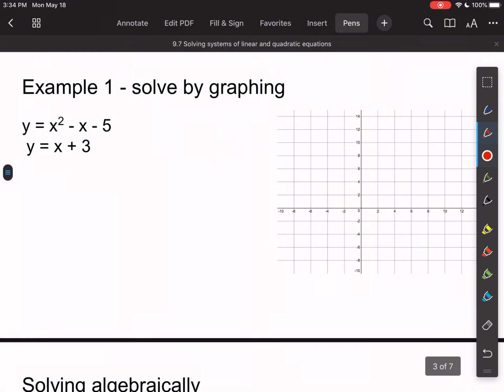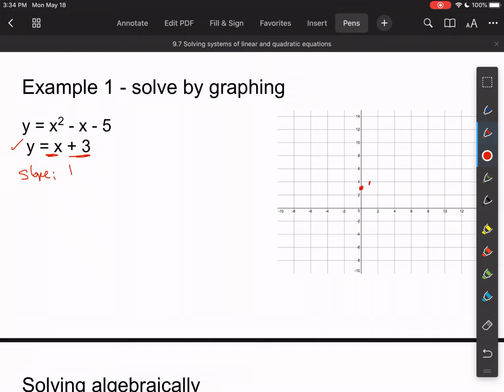So here's example one. It says to solve this by graphing. Here's a review. Let's start with the easy one: y equals x plus 3. The slope here, hopefully you identify as the number that is out in front of x, which is 1. So we're going up 1 over 1, beginning at our y-intercept, which is at positive 3. So we'll start at positive 3 here.